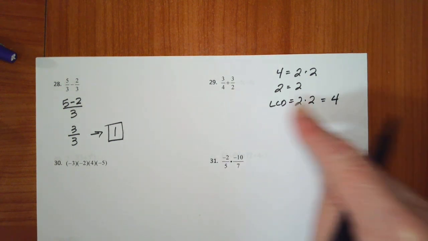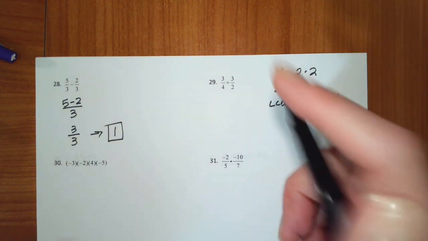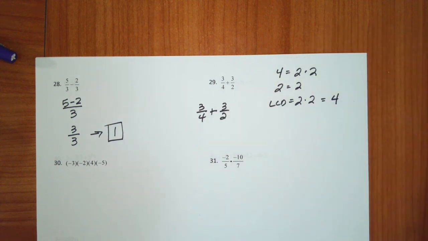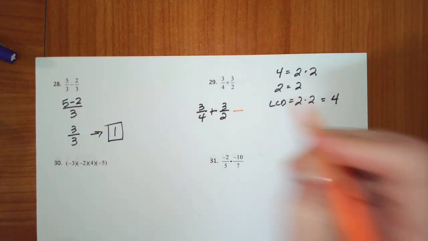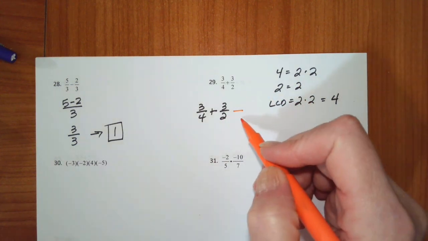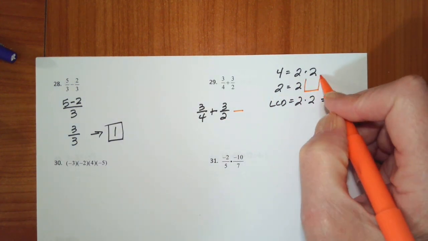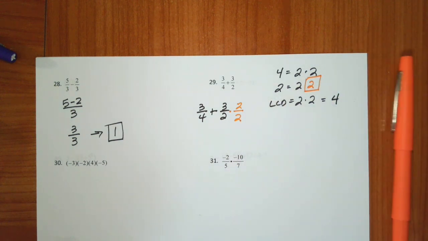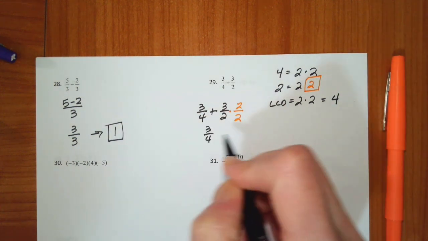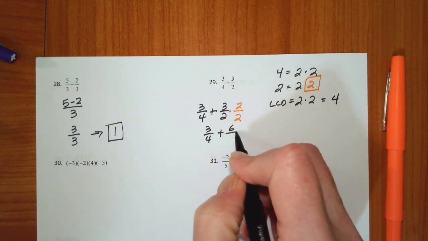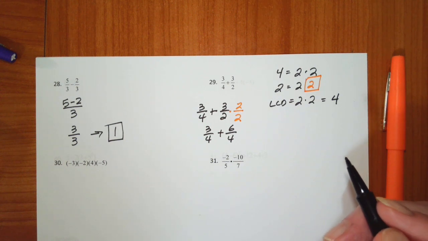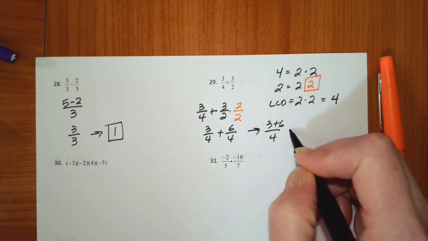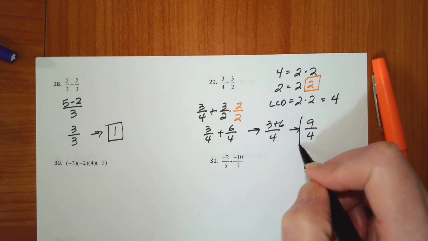So that means I have to take each of these fractions and turn it into a fraction over 4. Well, 3 over 4 is already divided by 4. But 3 halves isn't. So I have to multiply it by 1 in some form to turn this into a 4. Well, the factor that's missing here is a 2, so I'm going to multiply by 2 over 2. So that becomes 3 over 4 plus 6 over 4. Now that they have the same denominator, this becomes 3 plus 6 over 4, which becomes 9 over 4, and that cannot be simplified.